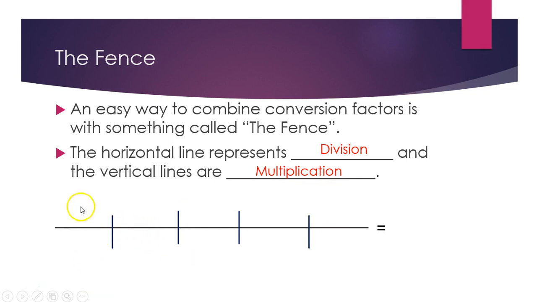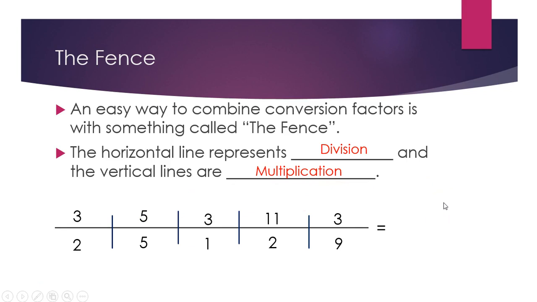Any numbers that are on top of each other will be divided by each other, and any numbers that are adjacent to each other in the fence will be multiplied. Essentially, all these are is a bunch of different fractions, and the vertical line represents the multiplication sign. So let's just throw some numbers in there.